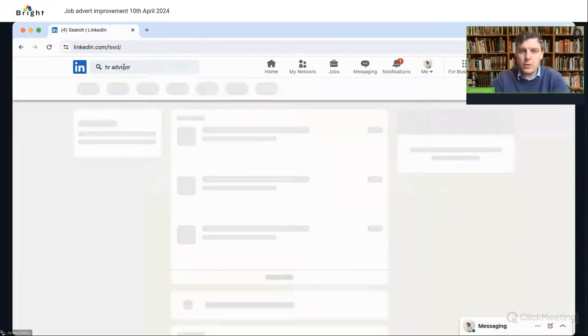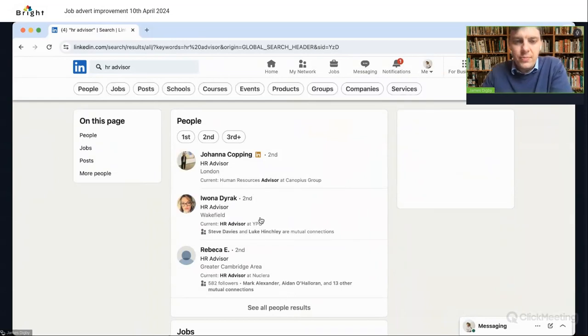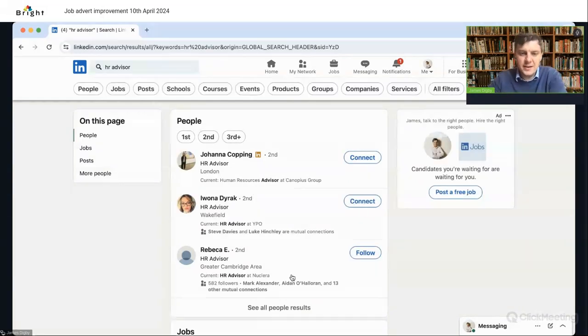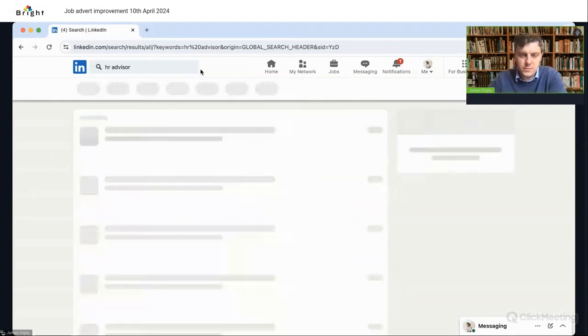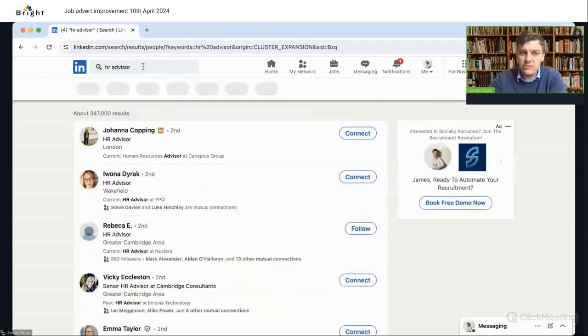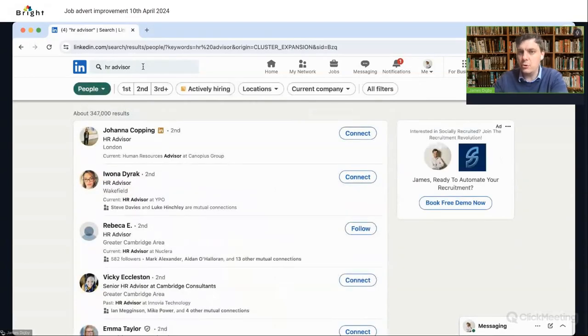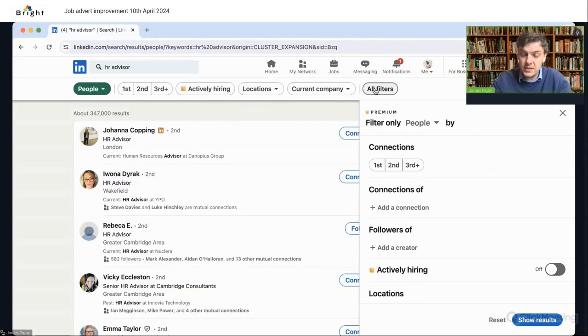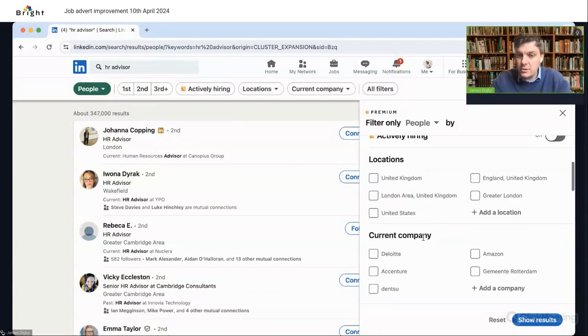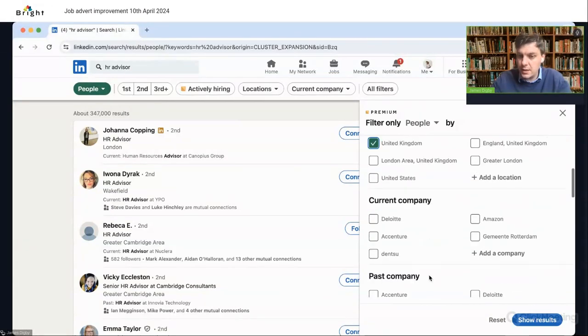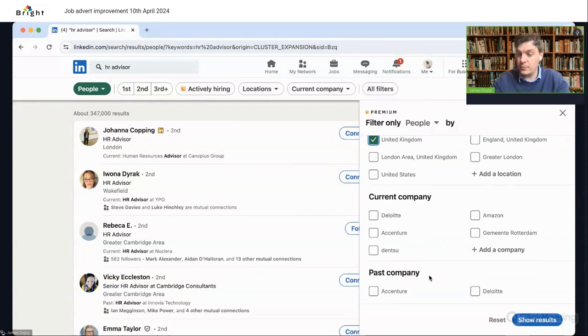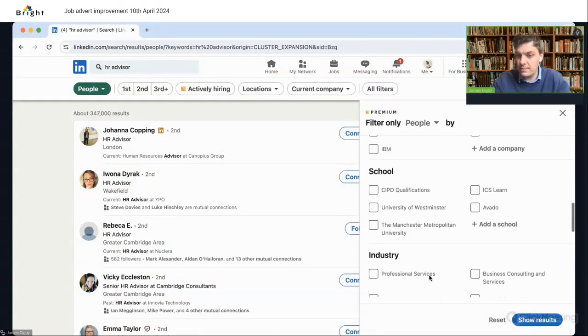It's quite a common one for us to get asked about. So for HR advisor, I can click see people results. So at the top here, I'm searching for it as a keyword. So I can see people who have used this at any point in their LinkedIn profile, not just their current job title. And then I can go to United Kingdom because we want to know that it's a job title being used in our local area.